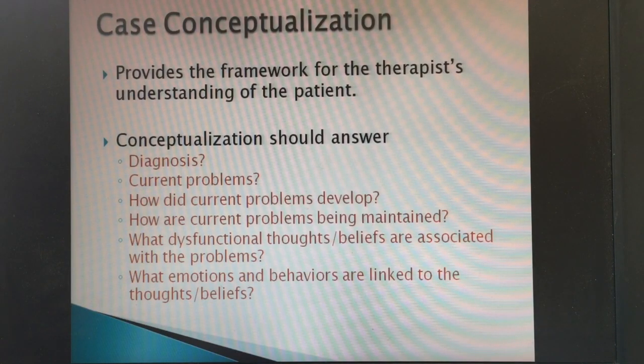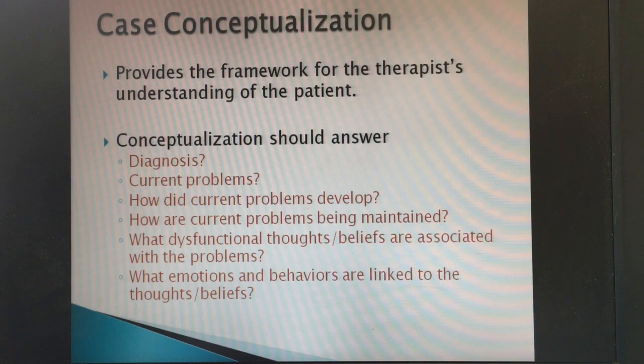Some readings that I've looked at say self, others, and the world. Some say self, others, and the future. But you want to look at their thoughts and beliefs about these aspects and start to understand what their schema system is. The other part of case conceptualization is what emotions and behaviors are linked.